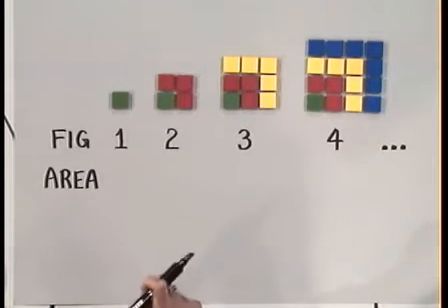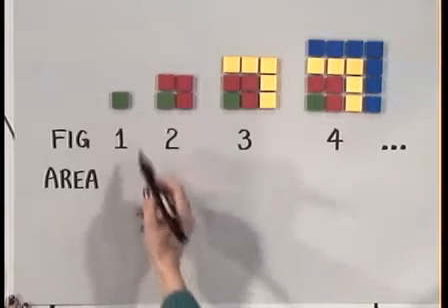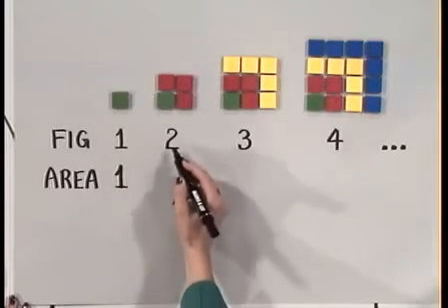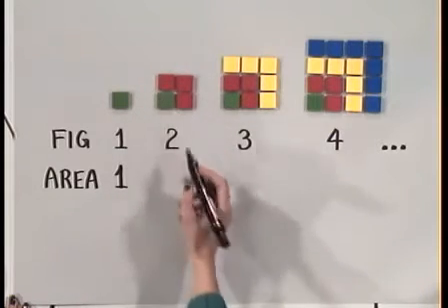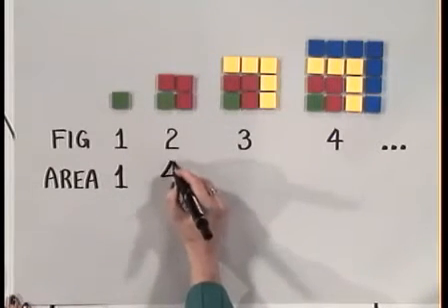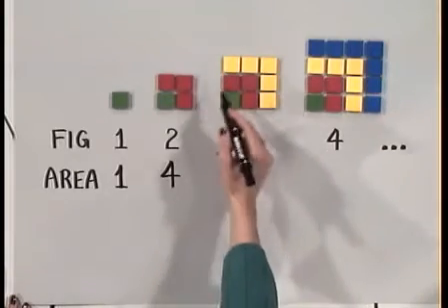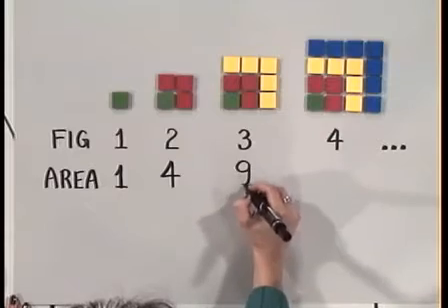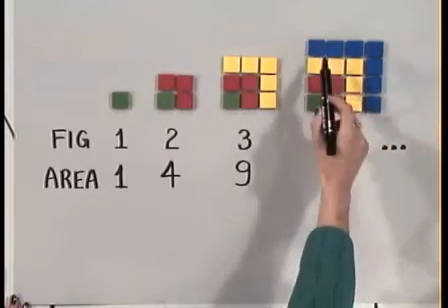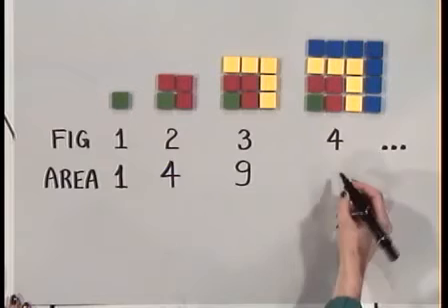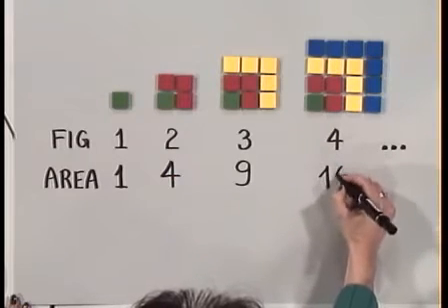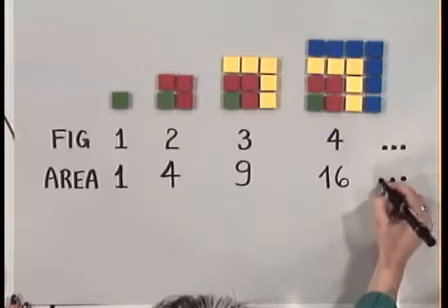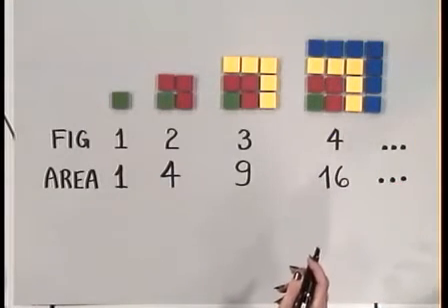In the first example, we have 1 square unit, so the area is 1. In the second example, we have 2 rows of 2, so that is an area of 4. In the third example, we have 3 rows of 3 tiles, or 9. And in the fourth, we have 4 rows of 4, or 16. And those dots just mean that this sequence continues as far out as you'd like it to go.